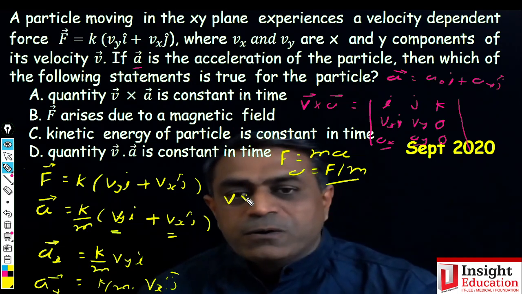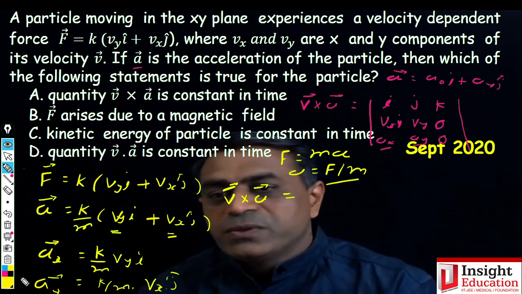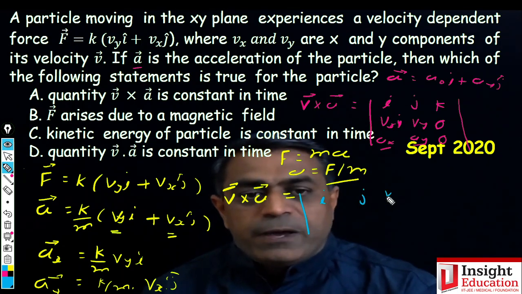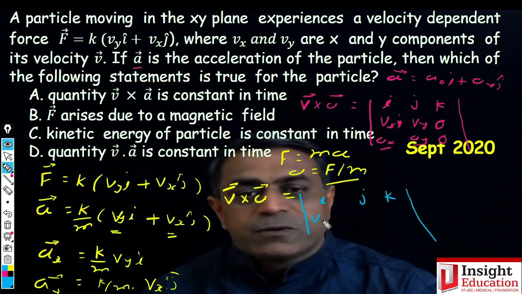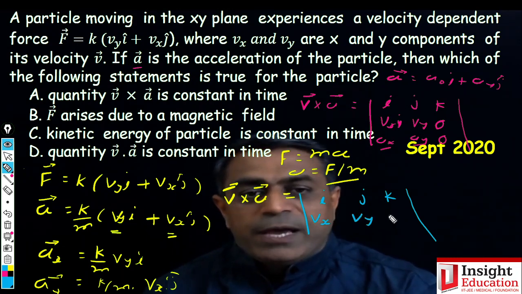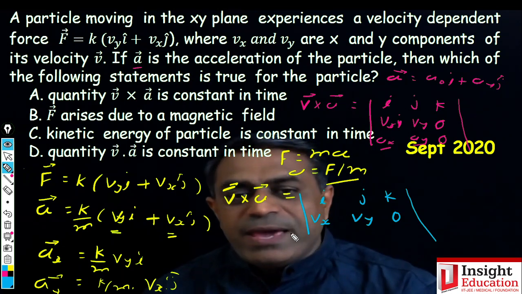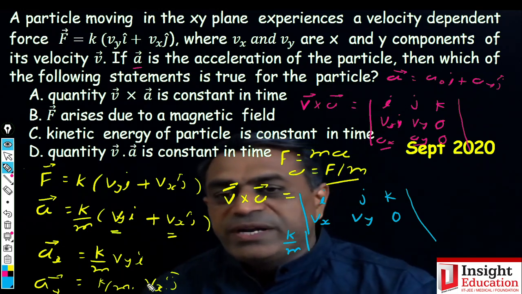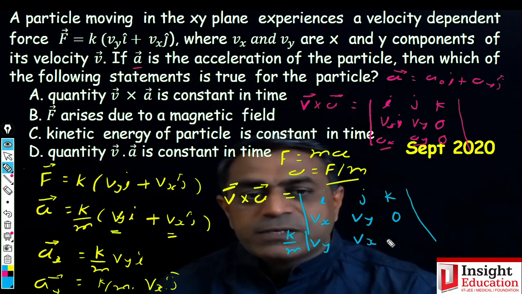So V cross A is equal to, I can change the color, first i, j and k. So first i, then Vx, Vy and the z component, that is 0. For the acceleration, k by m is constant, so you can take it out. So I can write here Vy, second Vx and 0.